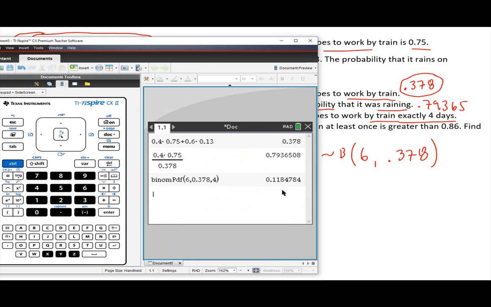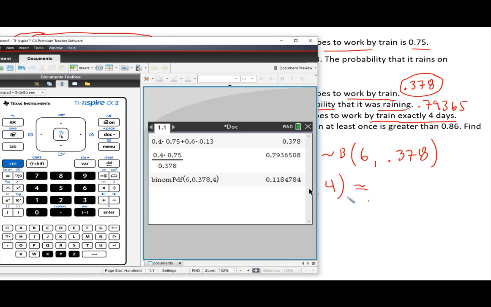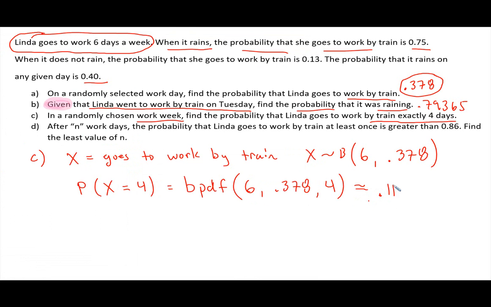All right, so we had 6, comma 0.378, comma 4, and then our answer is 0.11847. So this is the answer for part C, 0.11847.